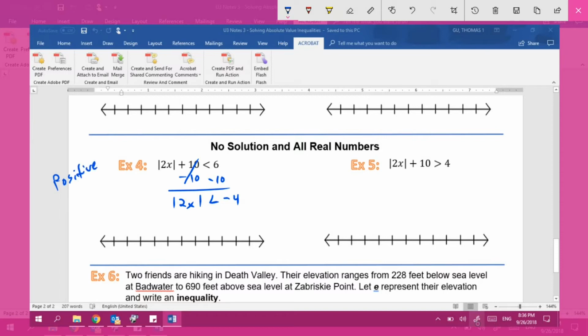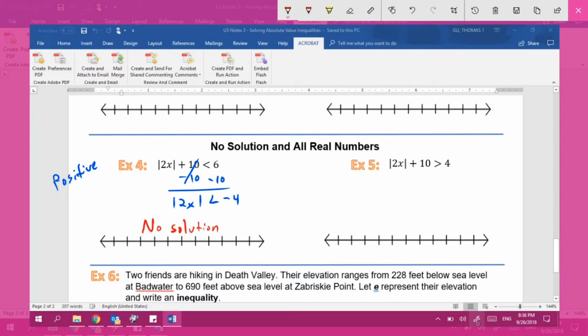So how can I put an x value in here that would make my absolute value come out less than negative 4? Any absolute value number is going to be greater than 0 because it's not going to be negative, it's going to be positive. So do we actually have a solution here? No, we don't. We cannot have an absolute value that's less than a negative number, because absolute value is always going to be a positive number, which is always greater than any negative number.